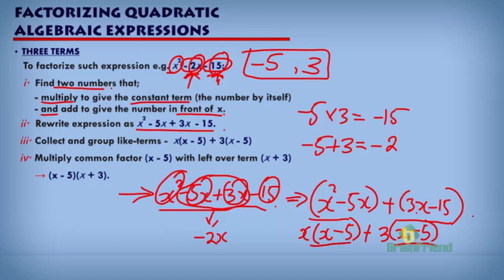In both terms, that becomes our common factor. So we have a common factor, x minus 5. And whatever is left, and that is x plus 3, becomes our remaining term. So we have a common factor and a remaining term. To factorize, we simply multiply them together. We have x minus 5, all in brackets, multiplied by x plus 3, also all in bracket. And this becomes our factorized term. So these are the steps to follow when we factorize algebraic expressions that have 3 terms.